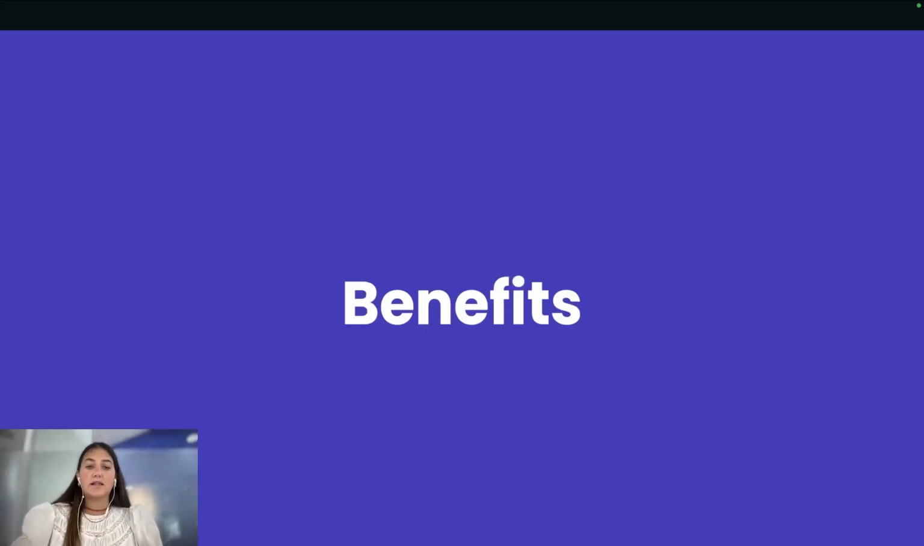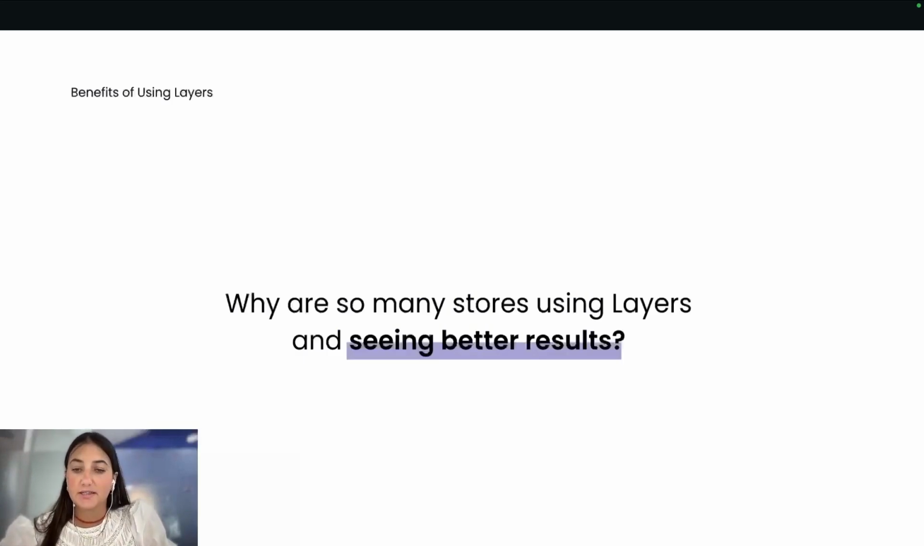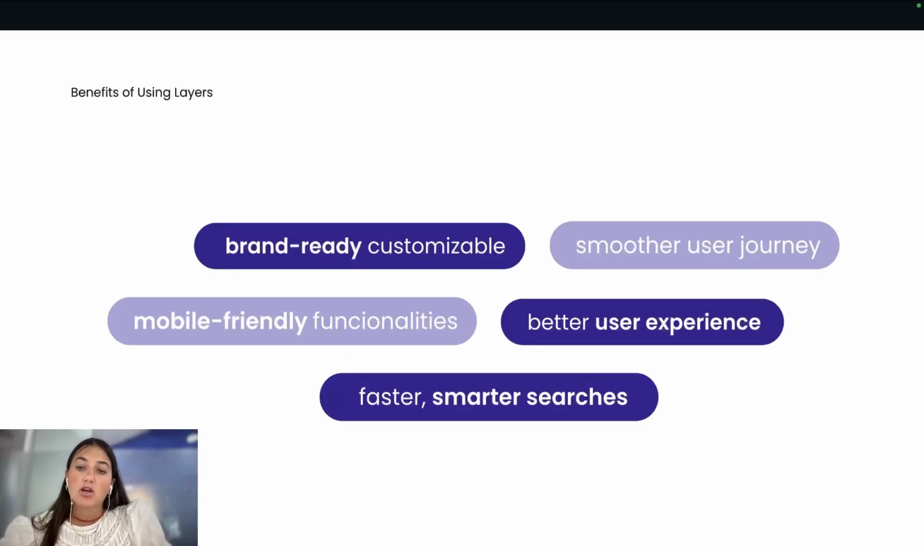So, what are the benefits of having these configurations in layer settings? Why are so many stores using layers and seeing better results? First of all, brand-ready customization. As I was mentioning previously, the idea is that the search function appears as a part of your website, not as an add-on that we have added. So the idea is to replicate all the customization that you have in your website to the search function and to the product card template, okay?